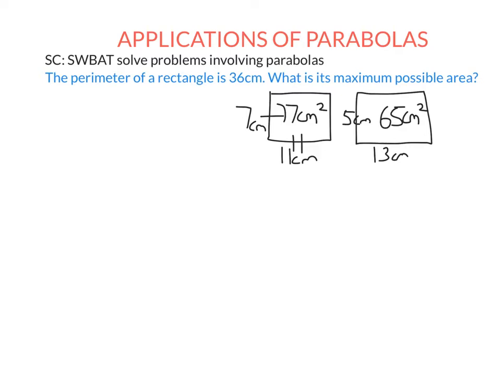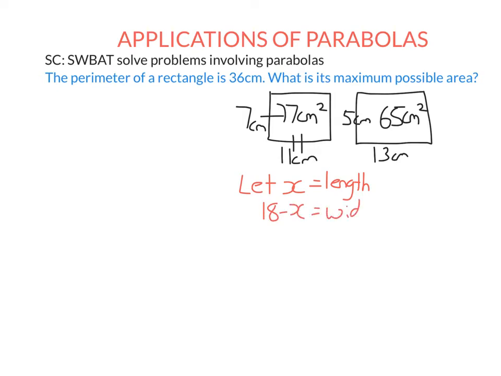So in order to find the area of any rectangle, we need to know its width and its length. Let's start off by letting x equal the length of this rectangle. To find the width, we only need to subtract the length from 18. We saw that if the length was 11, the width was 18 minus 11, which is 7. If the length was 13, the width was 18 minus 13 equals 5. If the length is x, then the width is just 18 minus x.